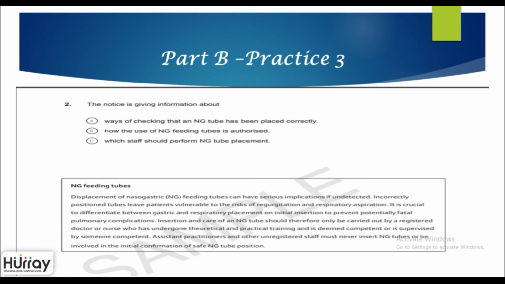This is your Part B. The practice is continued. This is the second piece of extract given to you. Follow the same strategy as before and select your correct answer.